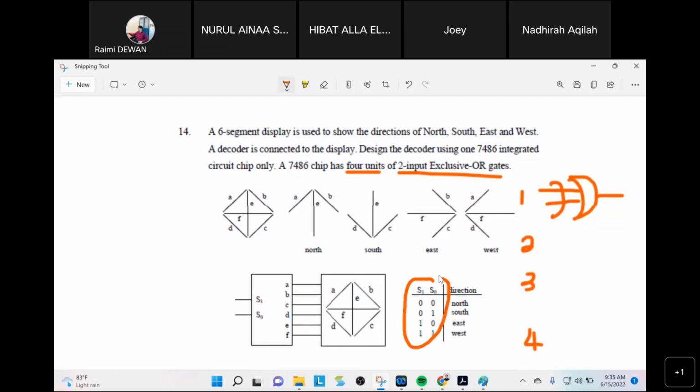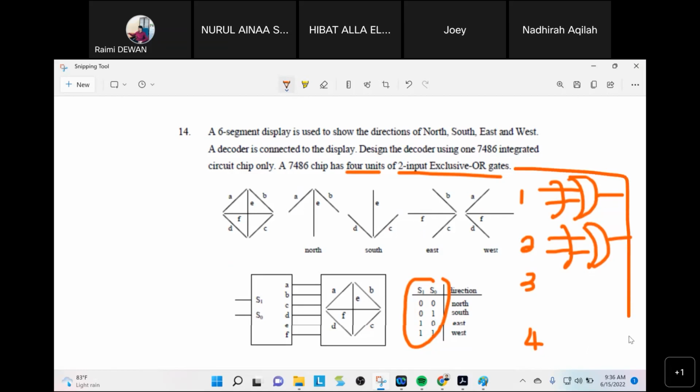What is S0 and S1? It is a selector. So you have a lot of these, then you have a selector, S0 and S1. So how are you going to connect this so that it is going to show the direction? You see here?